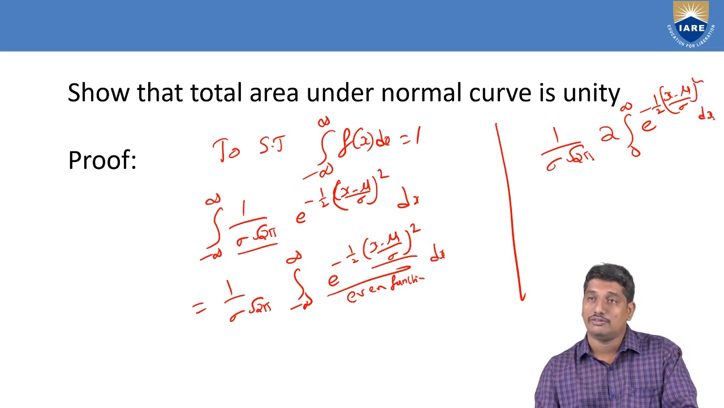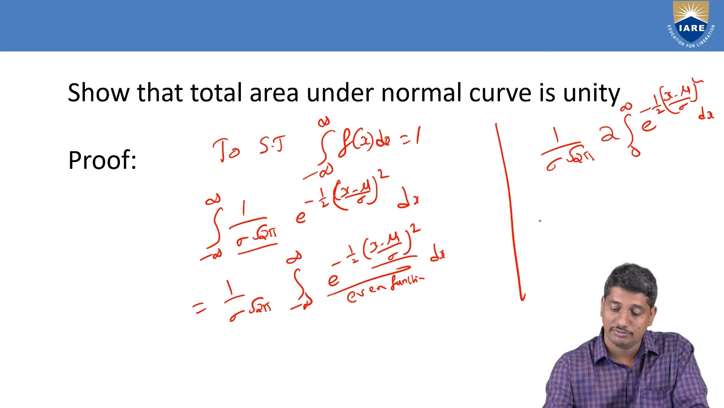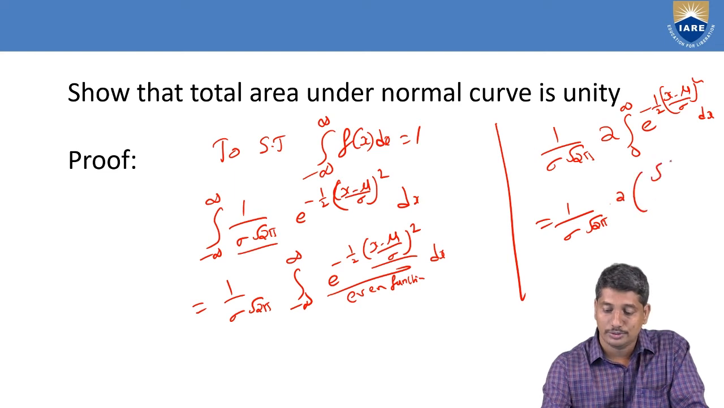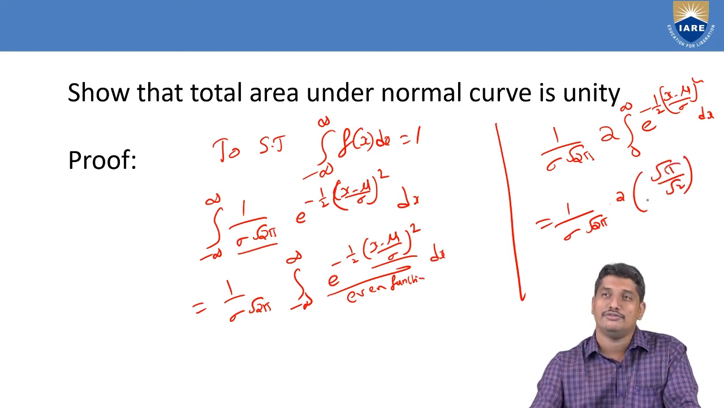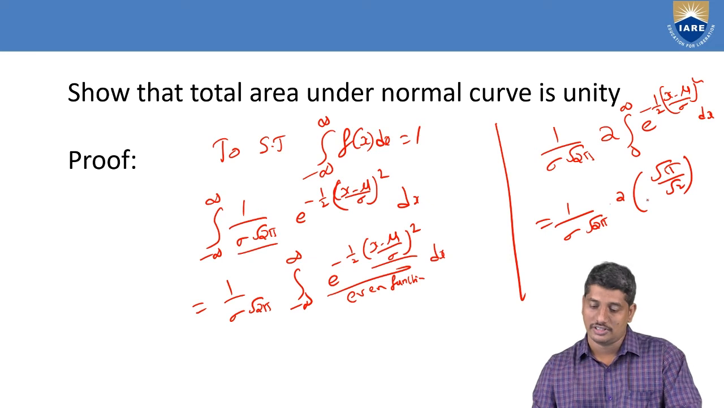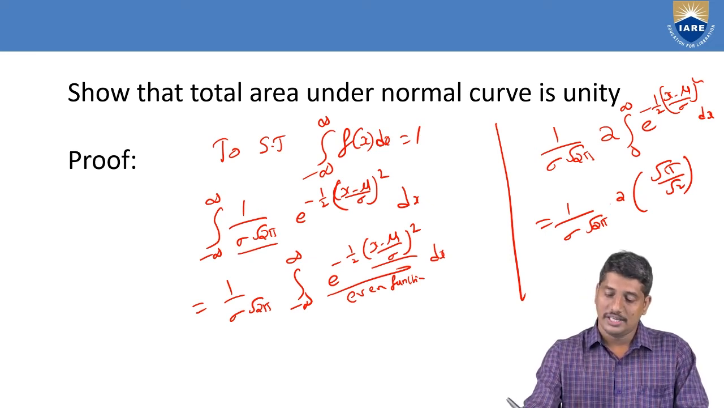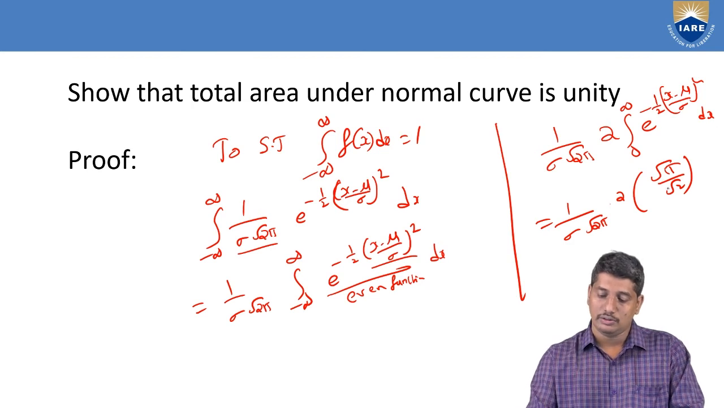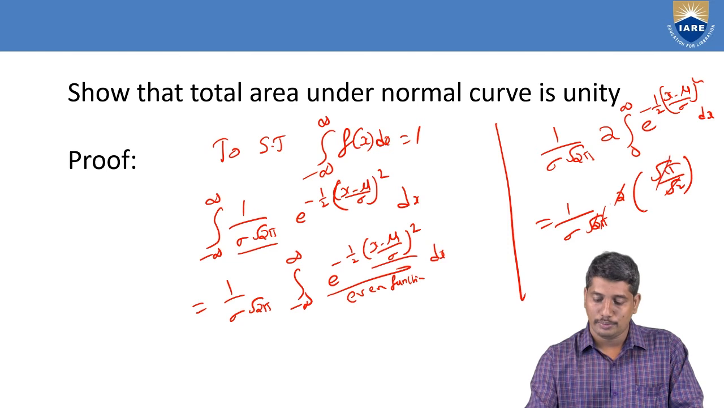Just now we discussed a formula from gamma functions. With that, this becomes 1 by sigma root 2 pi into 2, and this becomes root pi by root 2. Just now we used it in the expectation of x theorem, so the same formula we are using, from gamma functions. This integral will be equal to root pi by root 2, and root 2 cancels, root pi cancels.